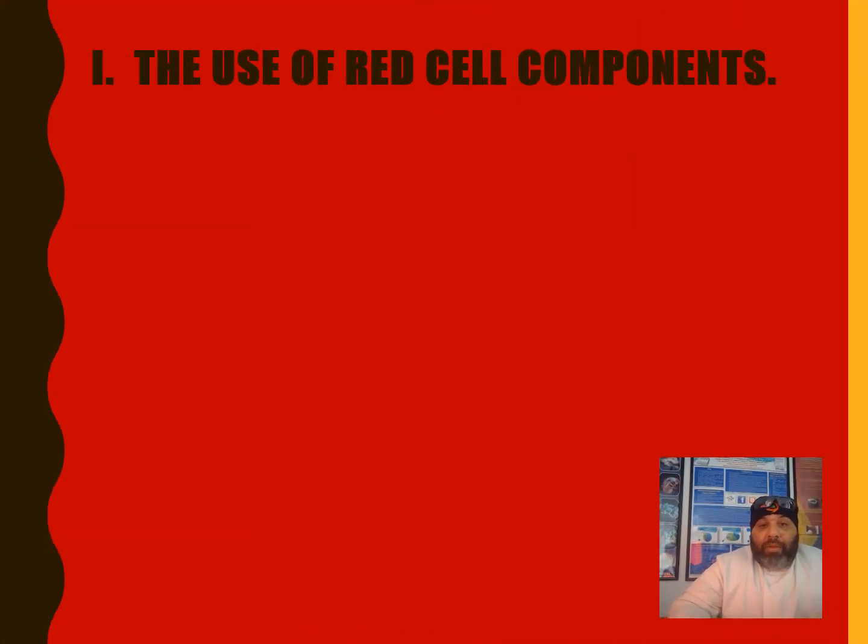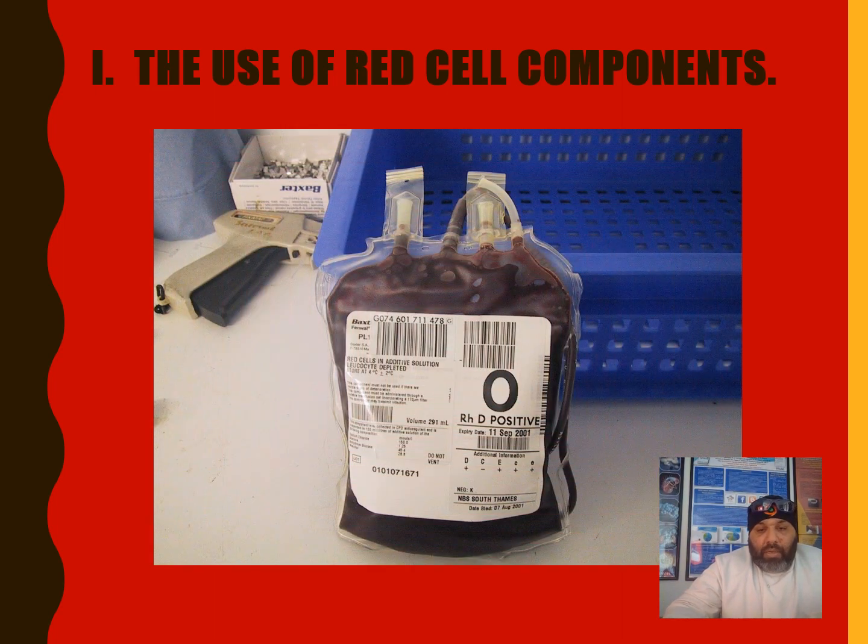And now I'm going to talk a little bit about the basis of this particular presentation, which is about the use of red blood cells, or red cell components. Now, here in this illustration is a typical bag of red blood cells, which are O positive, and generally speaking, these red cells would be prepared for someone who might need transfusion.